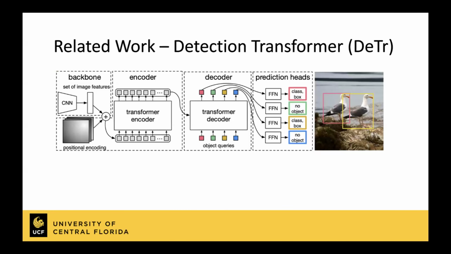Okay. So this is related work for DETR. DETR uses a convolutional neural network, or CNN, backbone to learn the 2D representations of an image input, which is then flattened and supplemented with positional encoding and passed to the transformer encoder. Then we get to the transformer decoder, which takes as input a small fixed number of learned positional embeddings, which they call object queries.